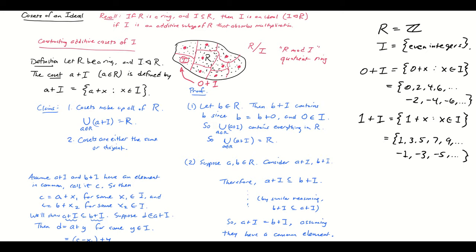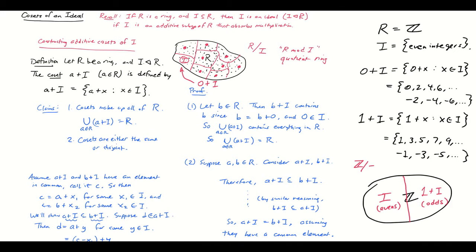I mean, I could construct another coset like 2 plus I or 3 plus I, but each of those would be identical to one of these. So these two cosets form a perfectly nice partition of the integers. So let's draw a cartoon there. So this is the ring of integers, and here I have just the ideal, that is the even integers, and over here I have 1 plus the ideal, which contains all of the odd integers. And that is a picture of the quotient ring, Z mod I. It is a ring containing exactly two elements, I and 1 plus I.